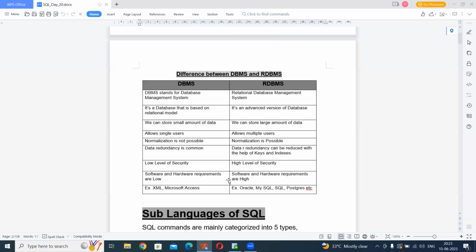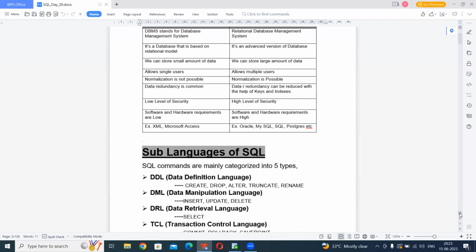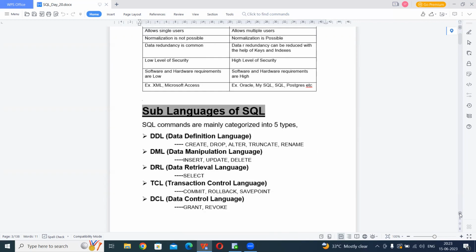So now we'll go for what are the sublanguages present in SQL. SQL commands have been mainly categorized into 5 types. That means there are 5 sublanguages present in SQL. They are DDL, DML, DRL, TCL, and DCL. At this point of time, I'm only explaining what these languages stand for and what commands fall into each category. In the later classes, I'll be showing how they work.